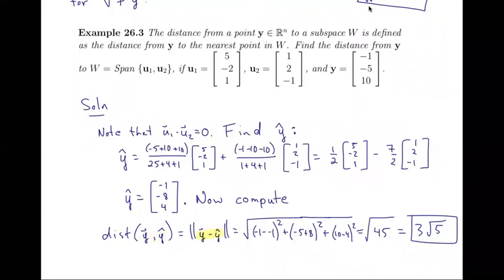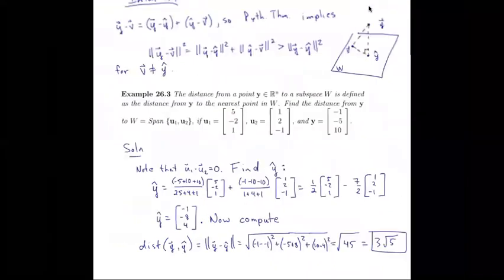And this is just a simple matter of carrying out the distance formula applied to Y and Y hat, which is really just the norm of their difference. That comes out to root 45, which when we take a perfect square of 9 out, we have 3 root 5. And that's our distance from Y to this subspace W.